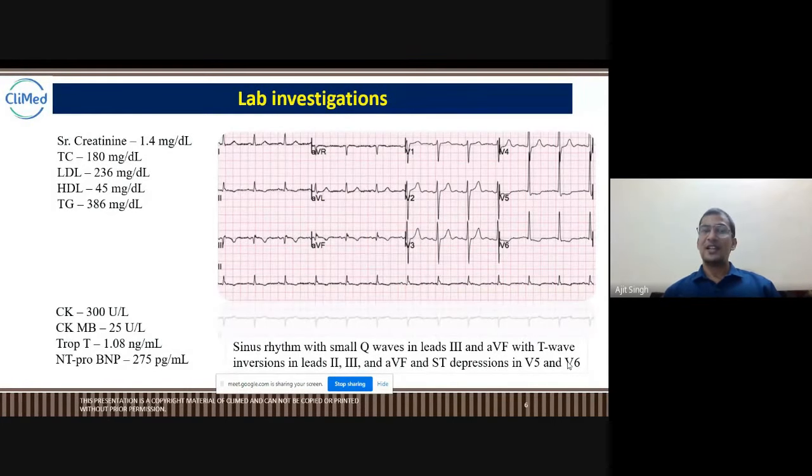So STEMI is when there is ST elevation in the ECG, V4, V5, V6, 2nd, 3rd, and AVF. But if there is no ST elevation and there are non-specific T wave changes, then in that condition it is called NSTEMI. In the NSTEMI case, you will see T wave inversion and ST depressions, usually in the lateral leads. Lateral leads means V4, V5, V6, and sometimes in the anterior leads also, 2nd, 3rd, and AVF. So you can see there's ST depression and T wave inversions in these leads.